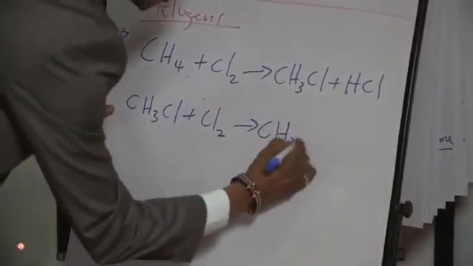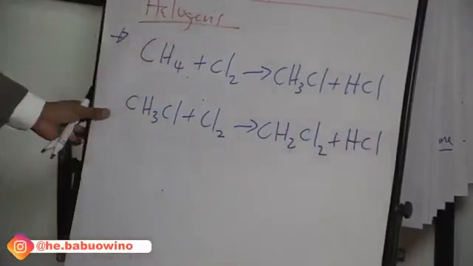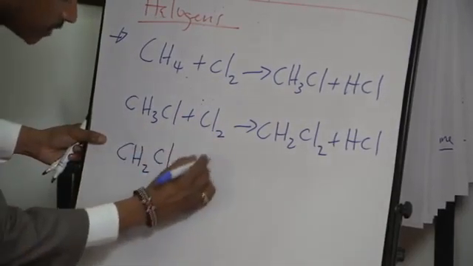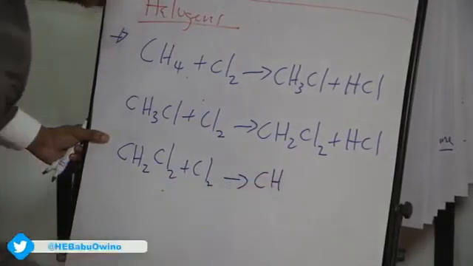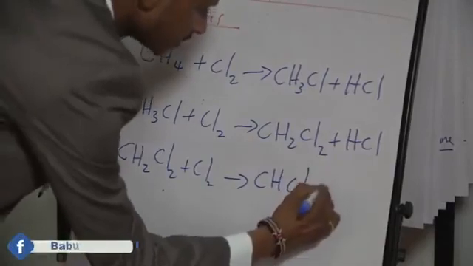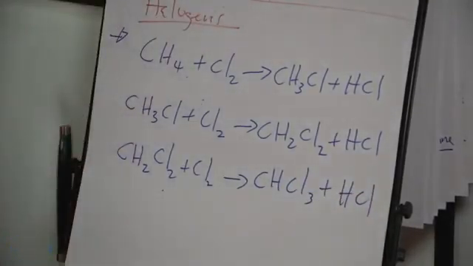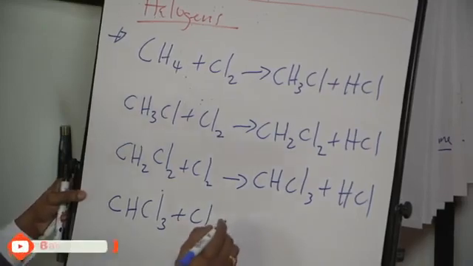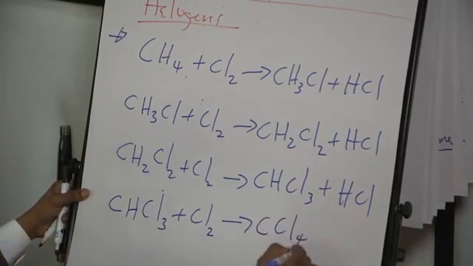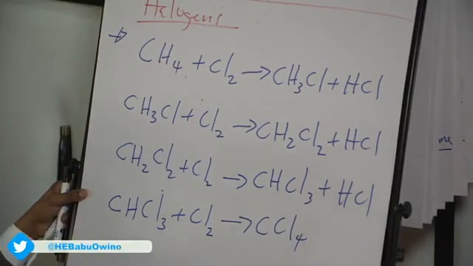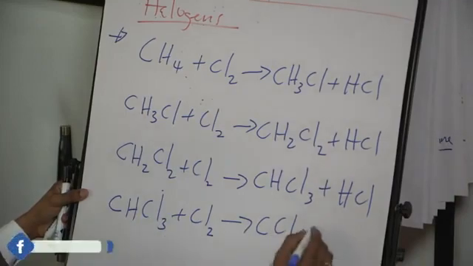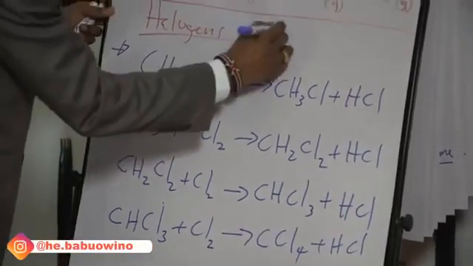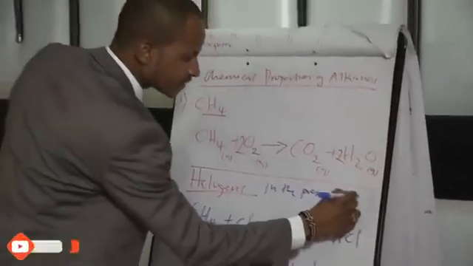This you get CH2Cl2 plus HCl. HCl is hydrochloric acid. Again, this reacts with chlorine. You get CHCl3 plus HCl. And the last one, when this reacts with chlorine, you get CCl4, that is the tetrachloromethane plus HCl. But they react in the presence of sunlight.